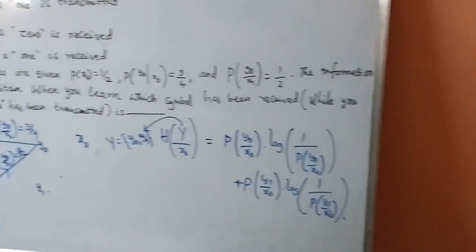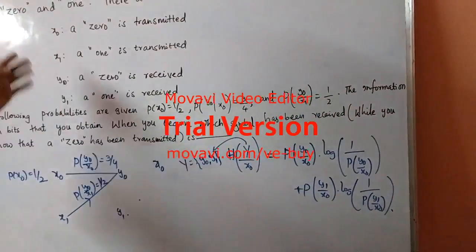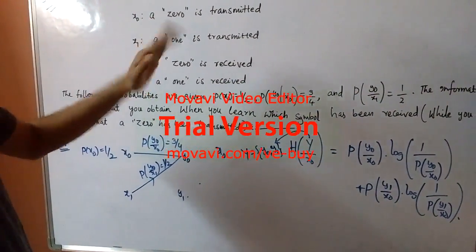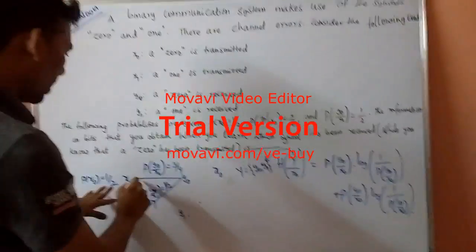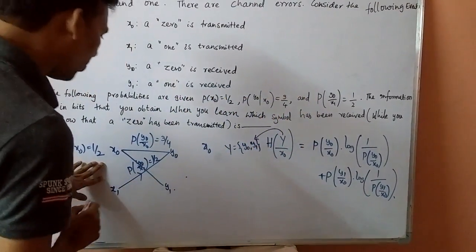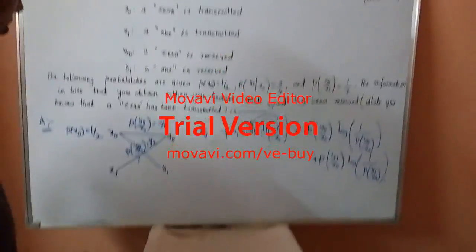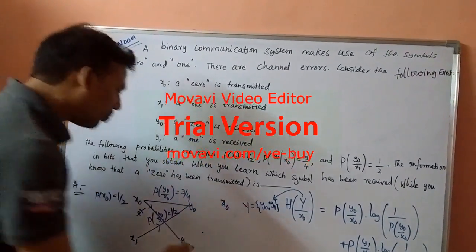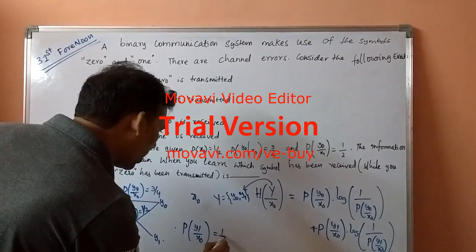That is, when you transmit 0, it was already given that there are errors in the channel, so it cannot always be received as 0, it might be received as 1. And if you transmit 1, it might be received as 0, but here it is given 0, so there are two possible cases. This x0 is received as y0 or x0 is received as y1. If x0 is received as y0 with probability 3 by 4, then x0 is received as y1 with 1 by 4. That is, the probability of y1 by x0 is equal to 1 by 4.